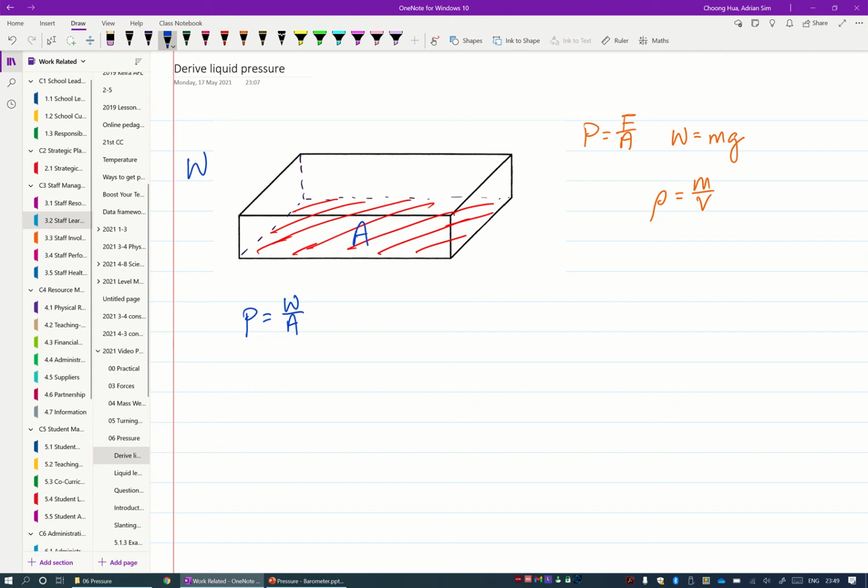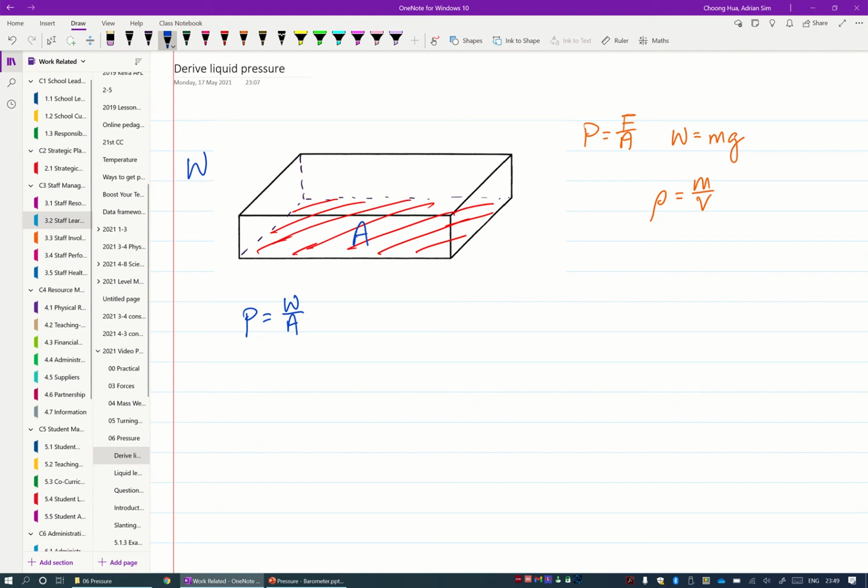Now the question is, what happens if the box is actually a container filled with liquid? So now this liquid takes the form of the box it's contained in, hence you see a rectangular shape. So what if it's a liquid? Can the solution be further simplified? Of course the answer is yes, otherwise I won't be asking this question.